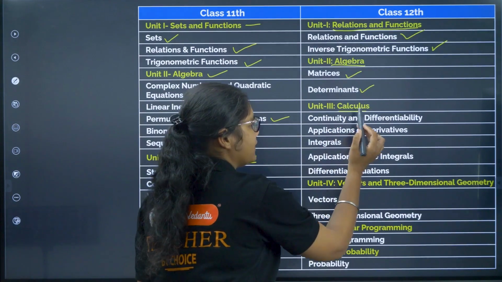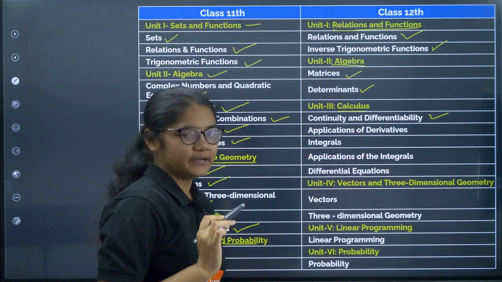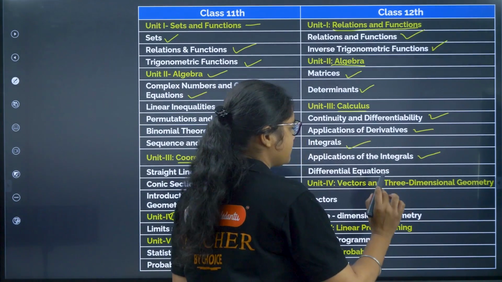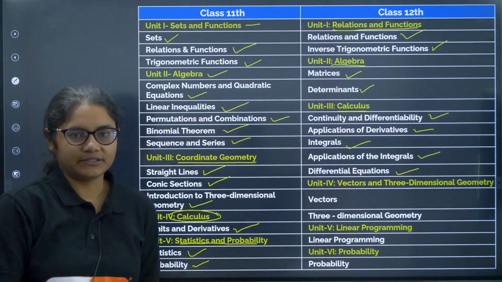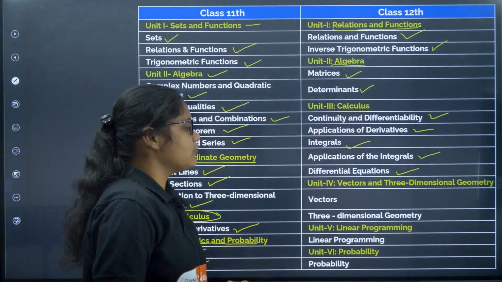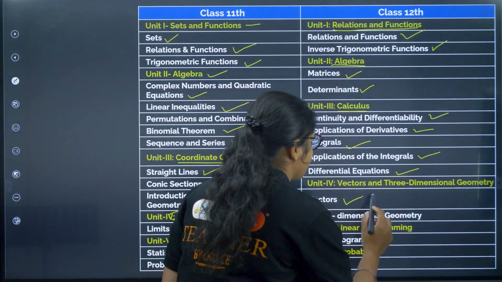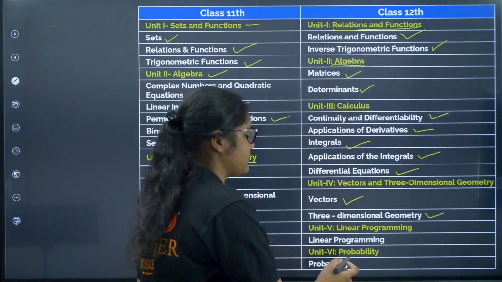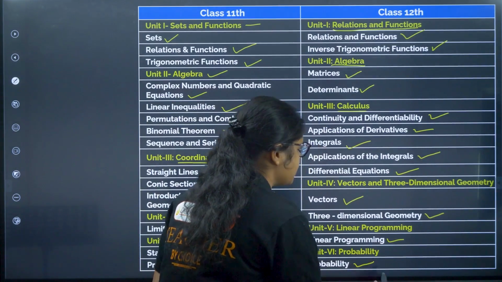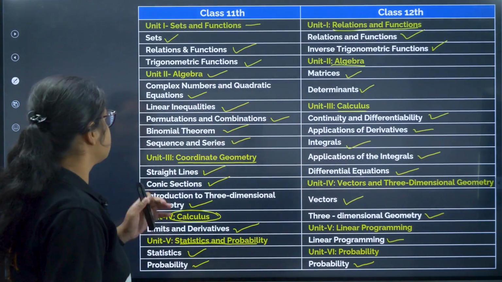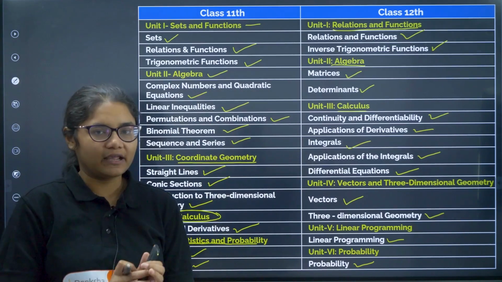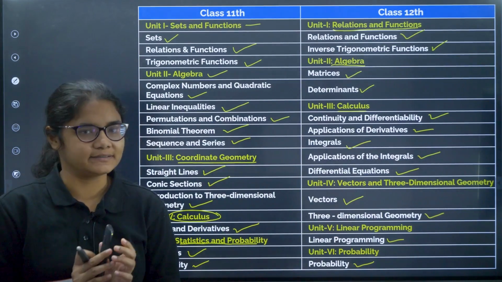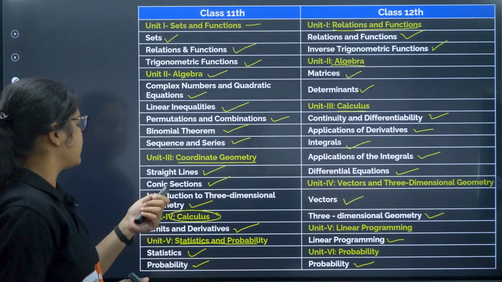In unit 3, that is calculus, you have continuity and differentiability, application of derivatives, integrals and applications of integrals, and differential equations. Now coming to unit 4, that is vectors and 3D geometry, you have vectors and 3D geometry. Unit 5 is linear programming, the chapter is linear programming. Unit 6 is probability. So you can see all these topics are from your PU1 and PU2 syllabus for your mathematics COMEDK exam. Now coming to the next one.